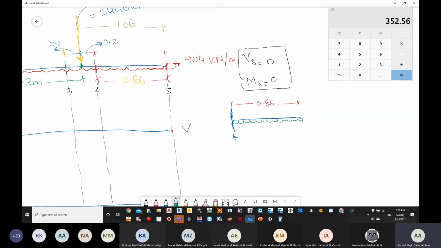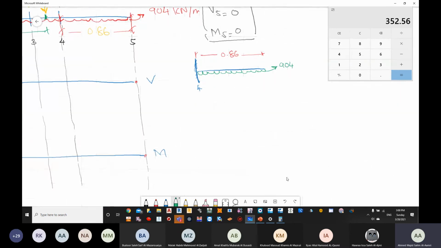From point number 4 till the edge of the foundation, there is only the pressure. The column loading is not contributing in the points or region from 4 to 5. Once again, this is going to be 904. We said directly, now we will be a little bit faster.